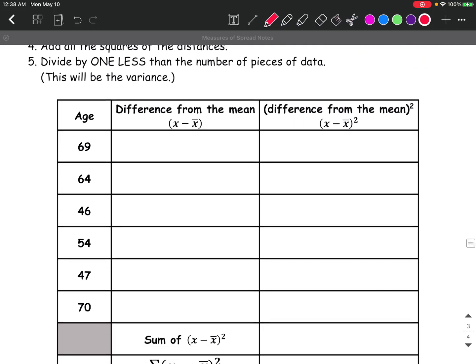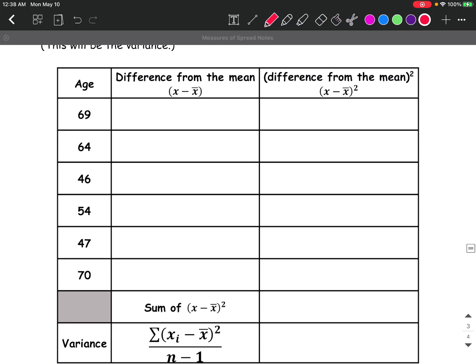So I made a table here to kind of help us through this. So I rewrote all the president's ages in here. Okay, so we're going to subtract. The president's age was 69, and we're going to subtract the mean is 175 over 3. Then we're going to have to square that in this column. We'll come back to that. We'll put these in the calculator. Next, we're going to take 64, and we're going to subtract this mean. Then we're going to take 46 and subtract this mean.